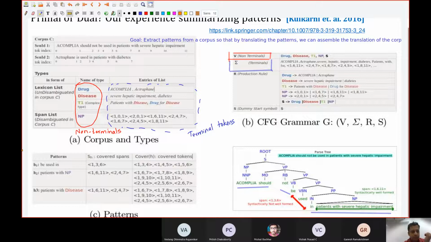So, be used in patients with NP, patients with disease. These are all patterns, right? Now, patients with NP is a generalization, because disease could be viewed as a noun phrase. You have generalized it.